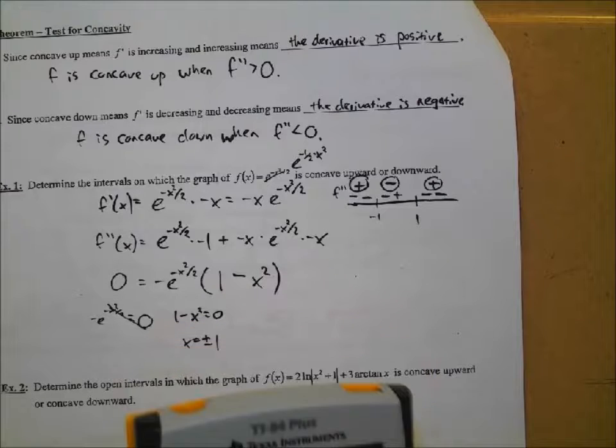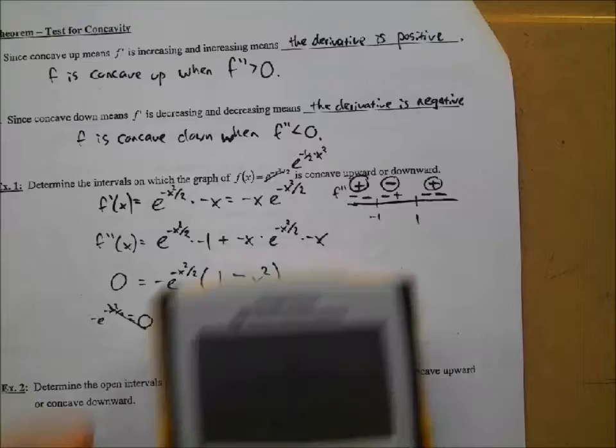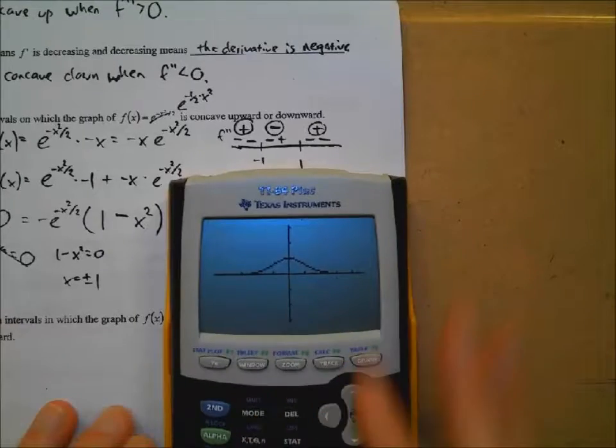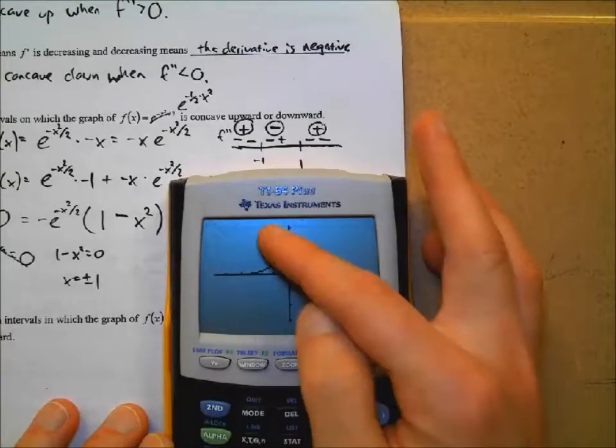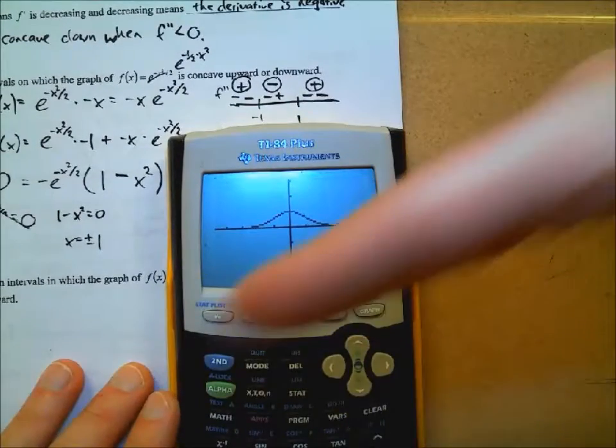Ooh, that's really hard to see. Let me zoom in some maybe. Okay, so there's the function. You can see here's negative 1. To the left of negative 1, you kind of have that concave up behavior.